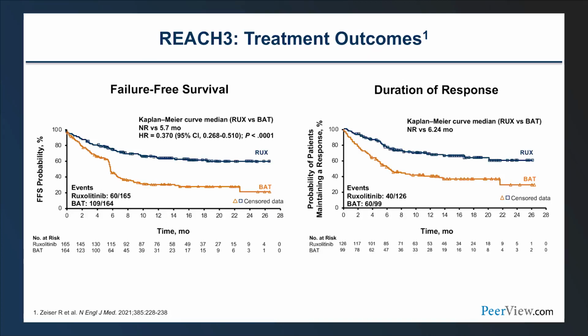Here are the treatment outcomes. On the left is the failure-free survival. You see a very marked drop-off at 6 months, and that's because there was a crossover allowed at that time, and so it's very difficult, in my opinion, to interpret the failure-free survival beyond 6 months in this trial.